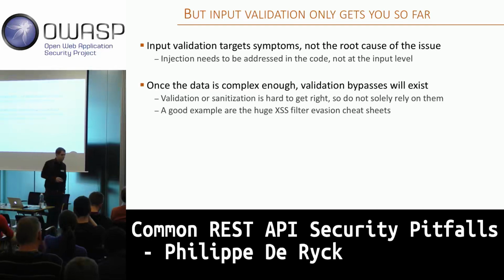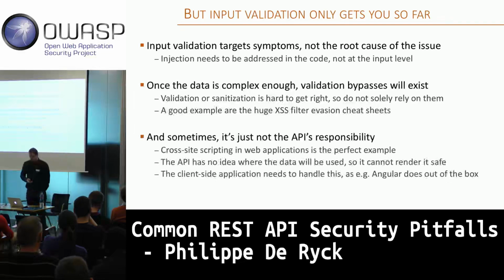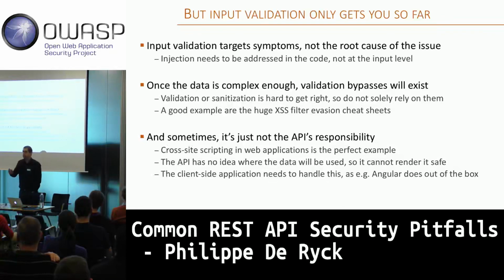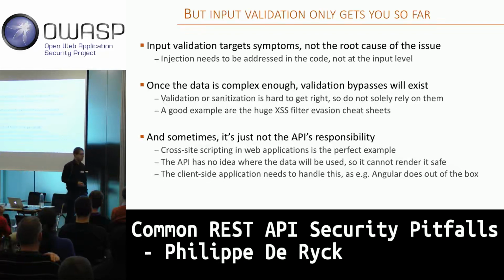Bypasses will always exist. There are plenty of research papers showing how to bypass things like cross-site scripting filters in the browser. And sometimes the API doesn't even care. In an API world, cross-site scripting is not the API's concern: the API has no idea where the data is going to be used, so it cannot protect against cross-site scripting. That becomes part of the client-side application. That's why Angular applications and things like that deploy sanitizers to make sure that content injected into the page is actually safe data and not God knows what coming from the API.